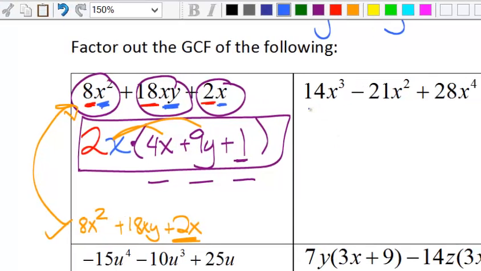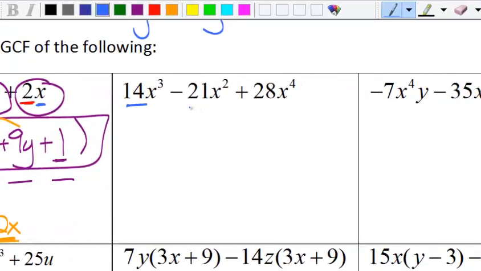Let's do this again. On my next problem, I have 14, 21, and 28 as my coefficients. What can 14, 21, and 28 all be divided by? And I think the largest answer there is 7.